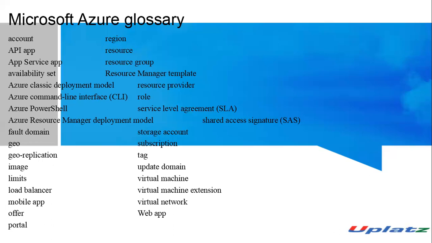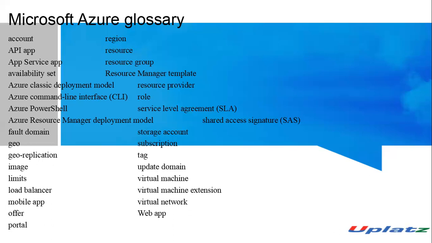Next, we have Azure Resource Manager Deployment Model. One of the two deployment models used to deploy resources in Microsoft Azure. Some Azure services support only the Resource Manager deployment model. Some support only the Classic deployment model, and some support both. The documentation for each Azure service specifies which model they use.